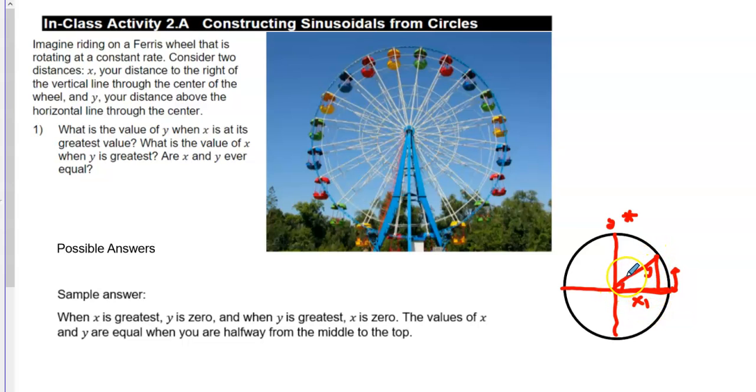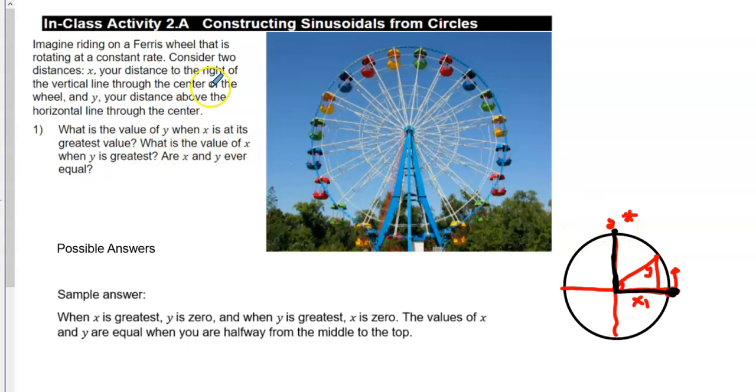But the question is, what is y when x is at its greatest value? Now, x is going to be at its greatest value at this point. And so here, there is not going to be any y because x is here. Y is going to be 0. Y is also going to be at its greatest value at the maximum point, and at that point, there will be no x when y is greatest. So x is going to be 0 there.